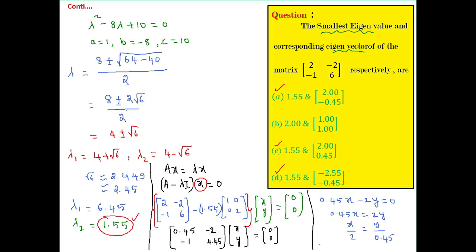So finally the matrix xy, this is the eigenvector. Let us write this as capital X if we are getting confused, since x is a component and this is the entire vector. What is the X value? x is 2 and y is 0.45. So the eigenvector is (2, 0.45). Therefore option C is the correct one. So 1.55 is the eigenvalue, and the corresponding eigenvector is (2, 0.45).